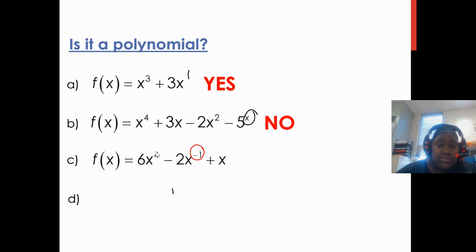Again, here we got a power to the fourth, we got a negative 1 power, and then x is just 1 to the first power. So because this exponent here is negative, guys, it's no, because remember it has to be a whole number.